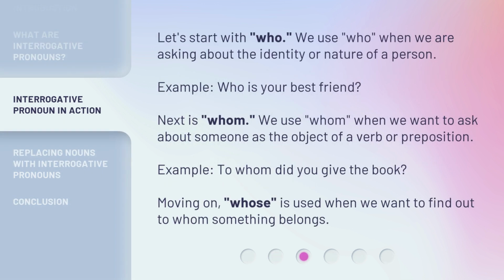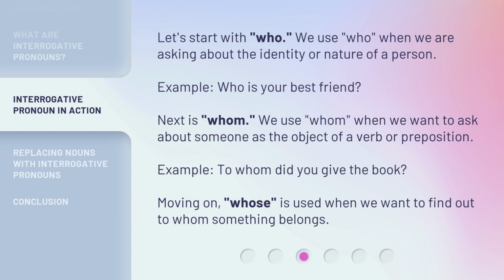Let's start with who. We use who when we are asking about the identity or nature of a person. Example, who is your best friend? Next is whom. We use whom when we want to ask about someone as the object of a verb or preposition. Example, to whom did you give the book?